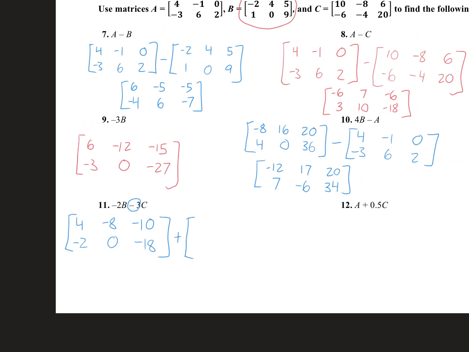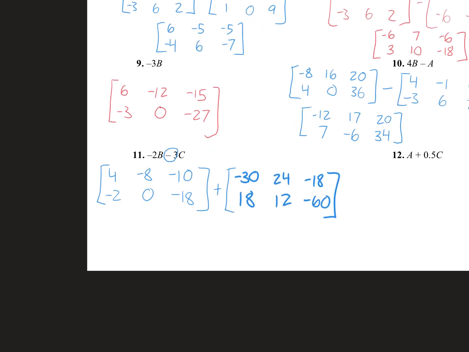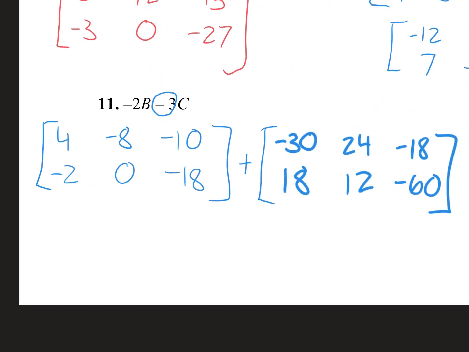All right, so if I distribute negative 3 to C, I get negative 30, 24, negative 18, positive 18, positive 12, and negative 60. And so now that I have distributed the negative, it is now an addition problem because the negative went inside that C matrix.